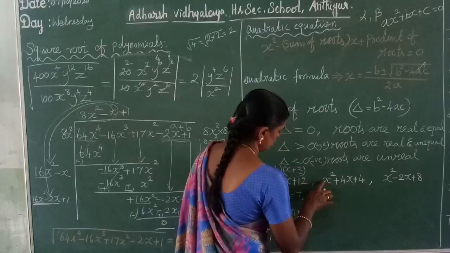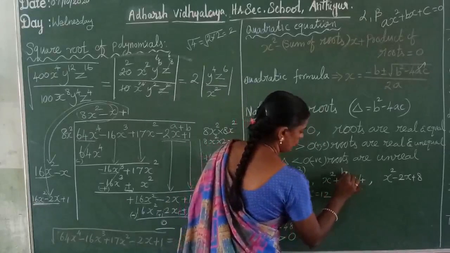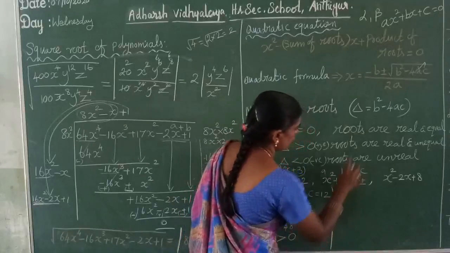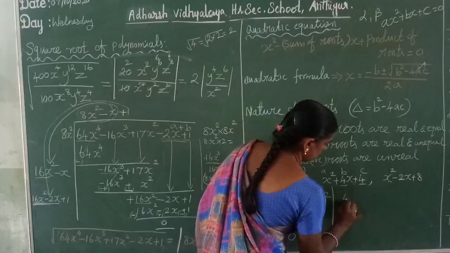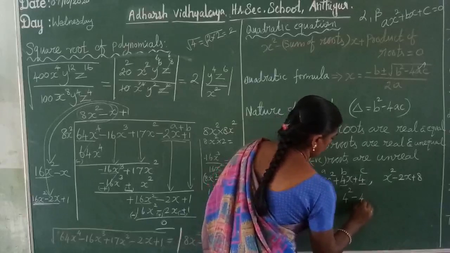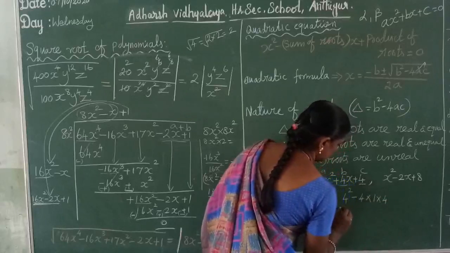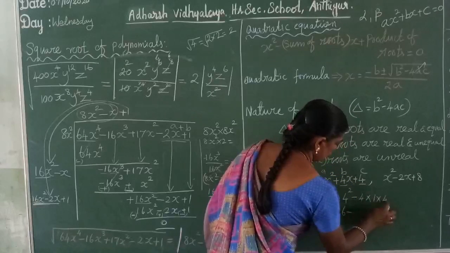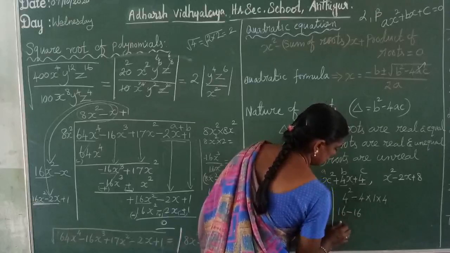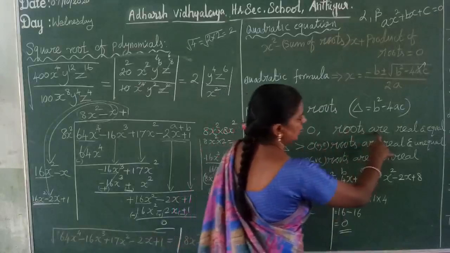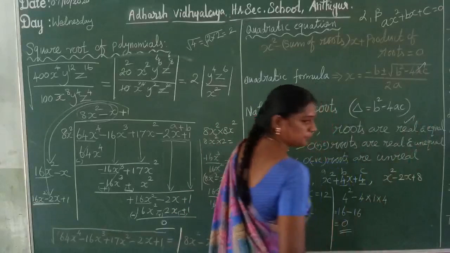Here a is 1, b is 4, c is 4. Substitute in b square minus 4ac. b square is 4 square, minus 4 into a, answer 1, c also 4. 4 square is 16. 4 fours are 16. 16 minus 16 is 0. So the roots are real and equal.